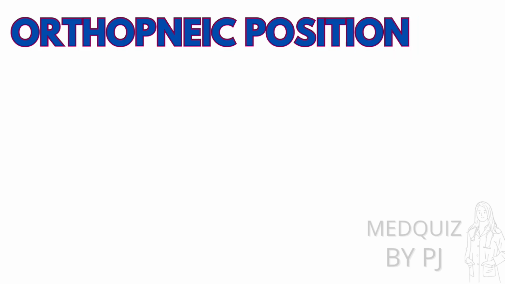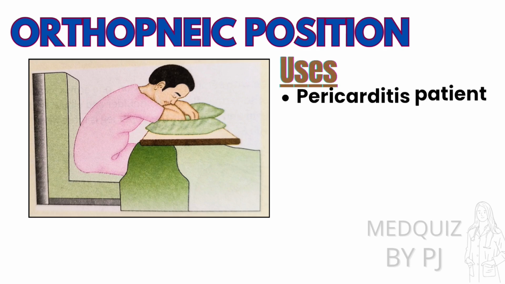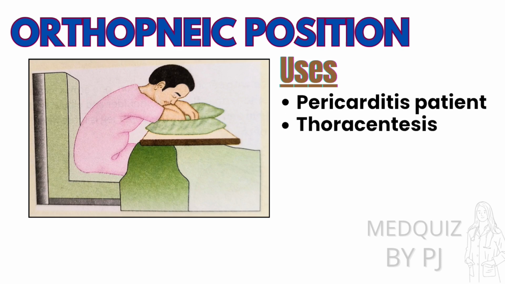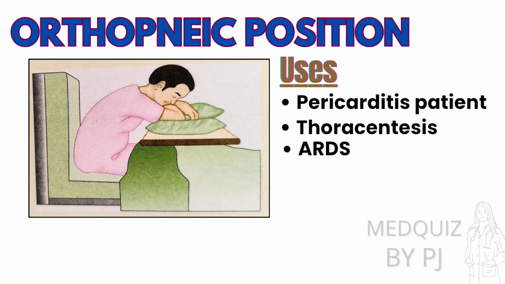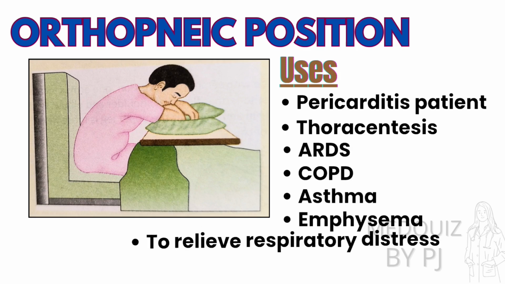Orthopneic position. In this position, the patient is sitting on or at the side of a bed, with an overhead table to lean forward. Pillows will be provided to increase the comfort level of the client. Uses. Pericarditis patient. Thoracentesis. ARDS. COPD. Asthma. Emphysema. To relieve respiratory distress.